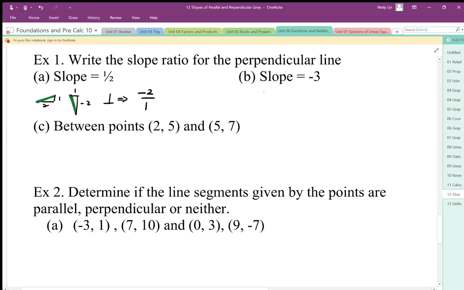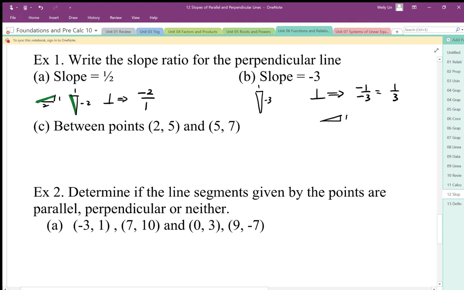So we can do the same thing here. We have a slope of negative 3, so 1 over 3 down, 1 negative 3. My perpendicular slope is going to be negative 1 over negative 3, which is positive 1/3. My reciprocal and the opposite sign. So when I draw this in, it's going to go run of 3, rise of 1.